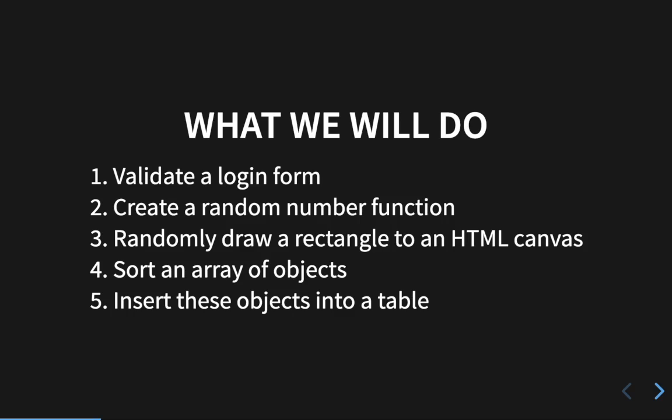Then we will sort an array full of a bunch of objects that I got from a website. They have API requests where you can pull in a bunch of fake dummy data, so I'm just using that. After we sort that array of objects, we will be inserting those objects into an HTML table. Again, if you aren't comfortable with HTML, that is fine. There's like zero HTML interaction in this demo.